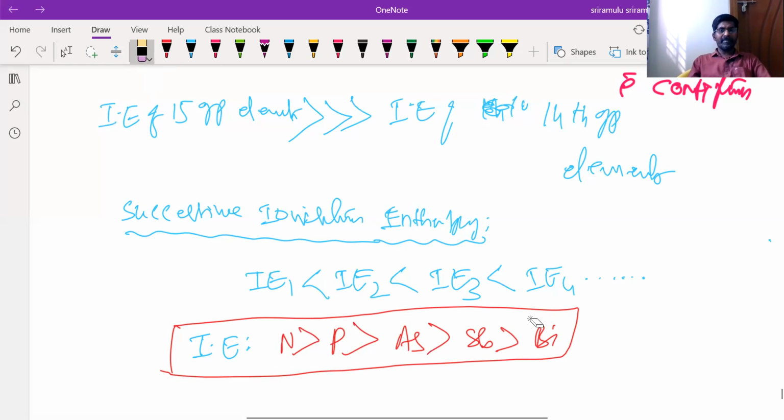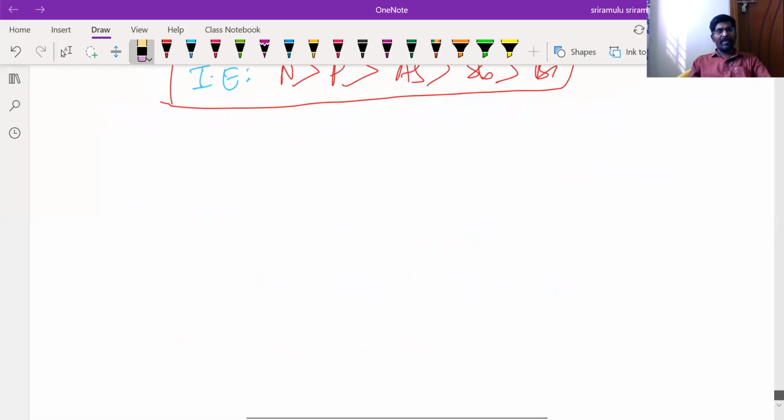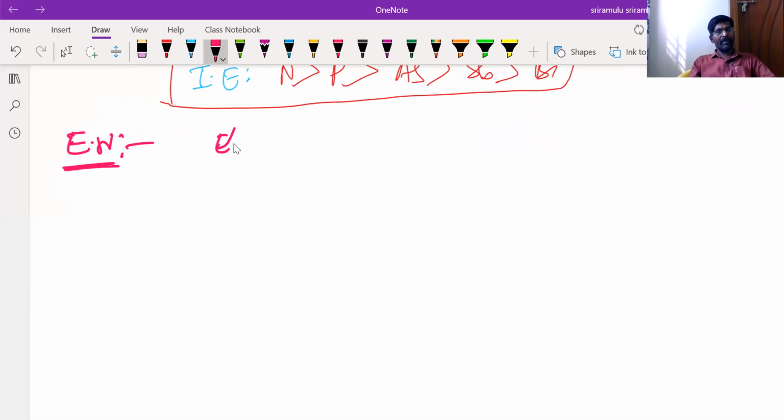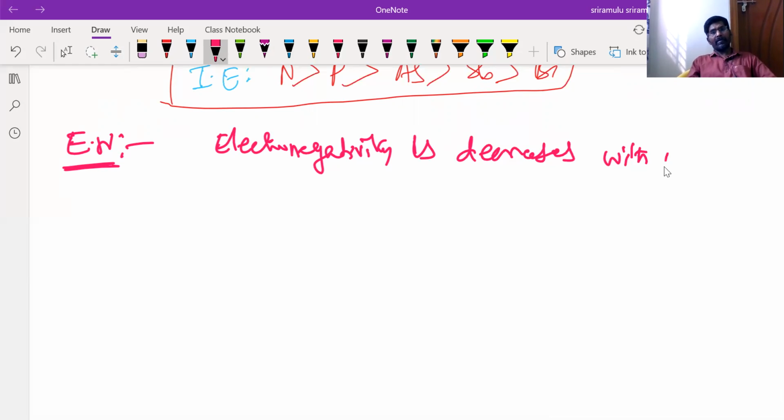And the next concept is electronegativity character. Electronegativity tendency: electronegativity decreases within the group from top to bottom. Students, electronegativity decreases within the group, due to the increasing atomic size.